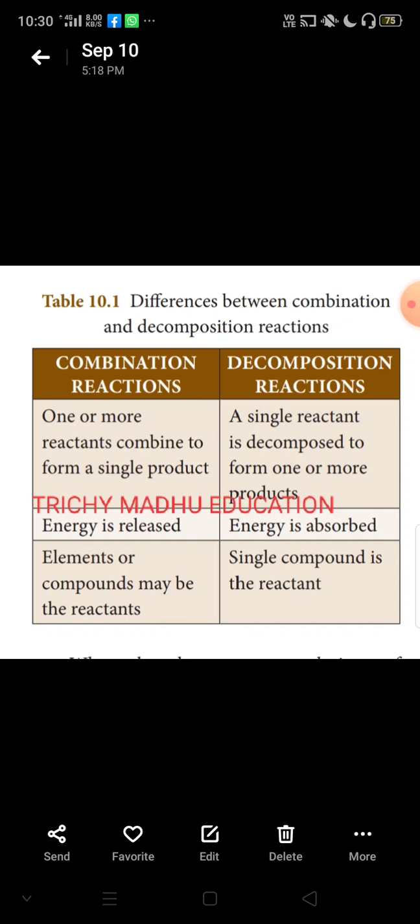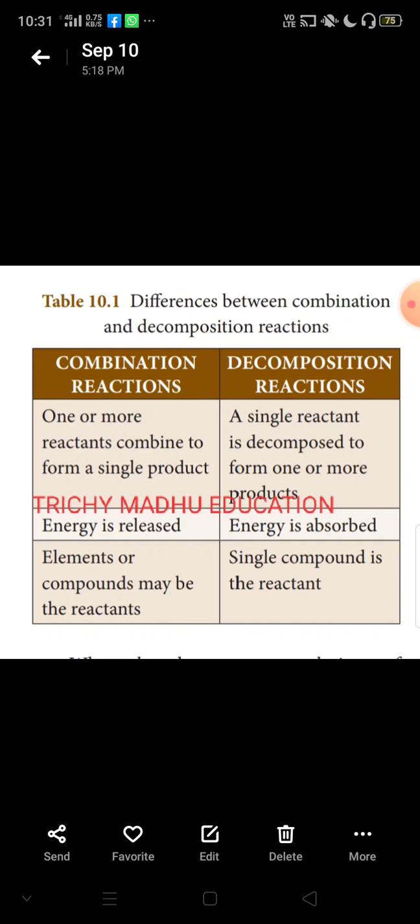Let us see the difference between combination and decomposition reactions. In combination reactions, one or more reactants combine to form a single product. In decomposition reactions, a single reactant is decomposed to form one or more products. In combination reactions, energy is released. In decomposition reactions, energy is absorbed. In combination reactions, elements or compounds may be the reactants. In decomposition reactions, a single compound is the reactant.